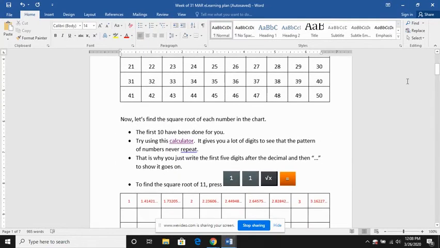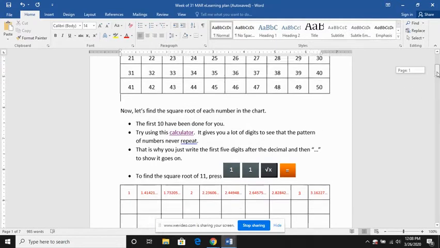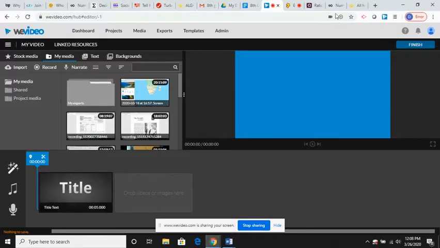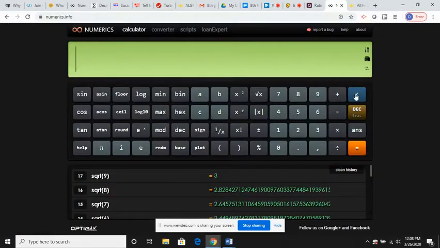I'm going to give you the link to this calculator right here. And just because it gives you a whole lot of digits, you can kind of see patterns. And I want you to find the square roots of each number. Now, I've done the first couple for you. I want to show you what happens. So in this calculator, which looks like this, I can just put a number in, press the square root button, and press equal.